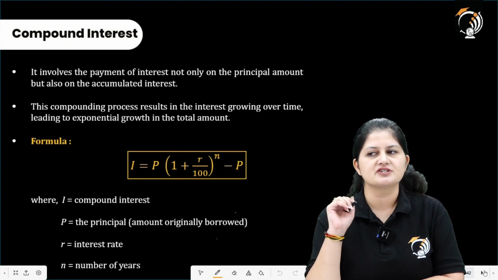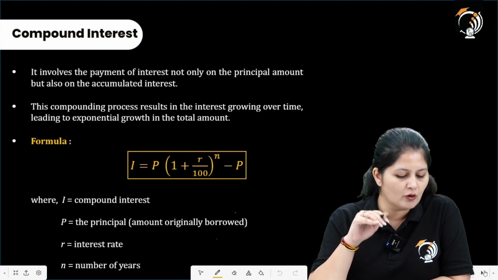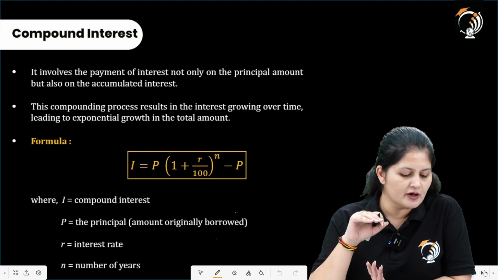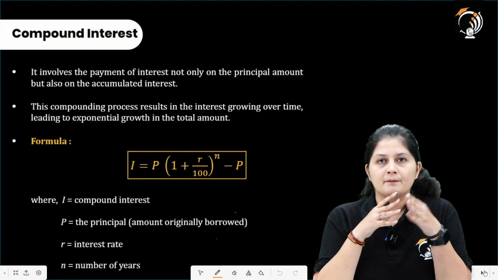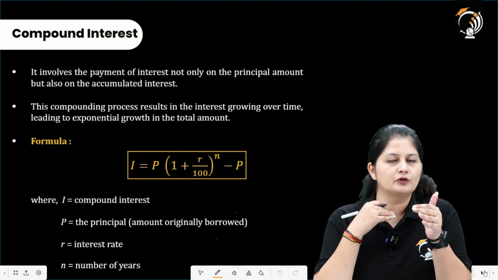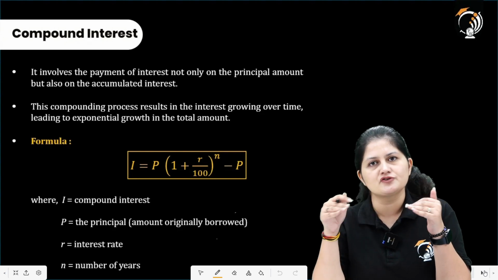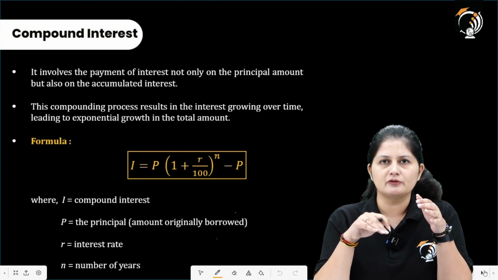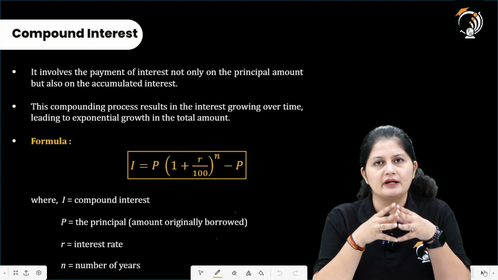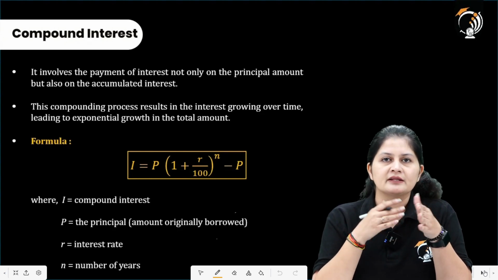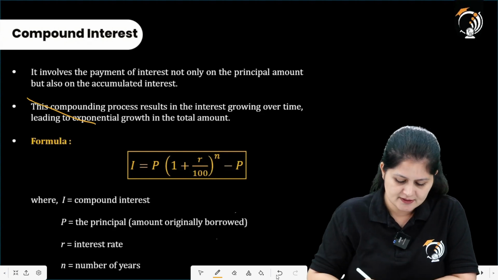Moving to the next thing here, which is compound interest. So it involves the payment of interest not only on the principal amount but also on the accumulated interest. Let's say that you're taking any loan or borrowing any money for a period of 5 years. In the case of simple interest, you are going to have the same interest every year. But here in the case of compound interest, the interest keeps on increasing. The reason being that whatever amount is accumulated after the interest of the first year will also be counted. Okay.